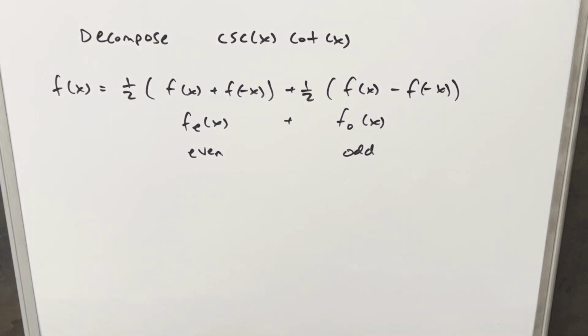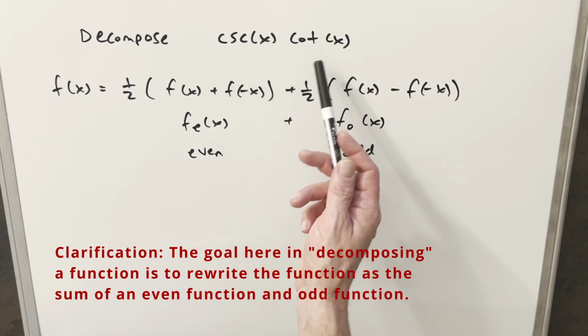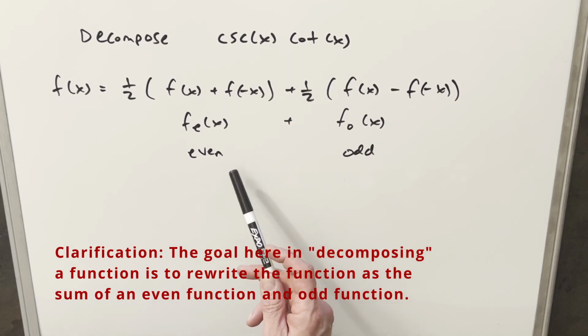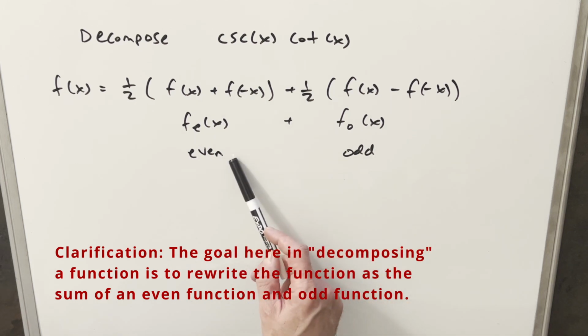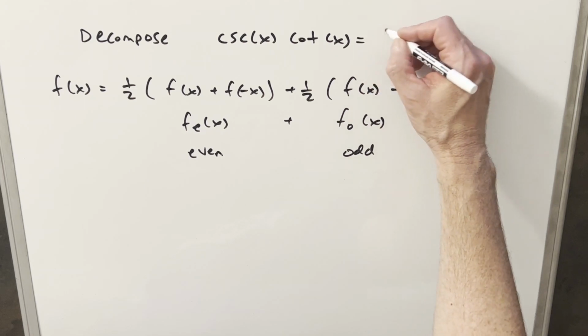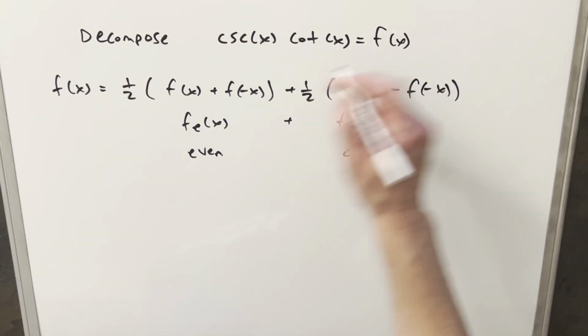Okay, we have here another problem related to odd and even functions, and we're asked to decompose cosecant of x times cotangent of x. And I have this formula here for odd even decomposition, which is going to allow us to take any function and break it into its odd and even parts. So what we're going to do is notice this is going to be our f of x, our starting point that we want to decompose.